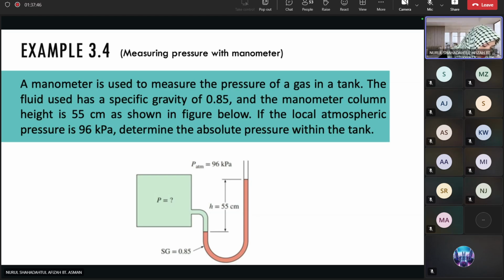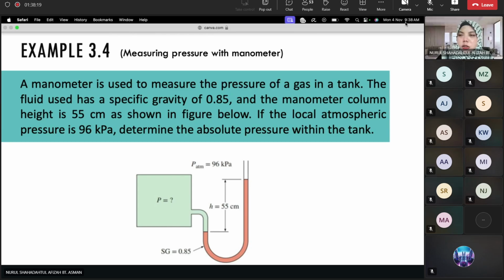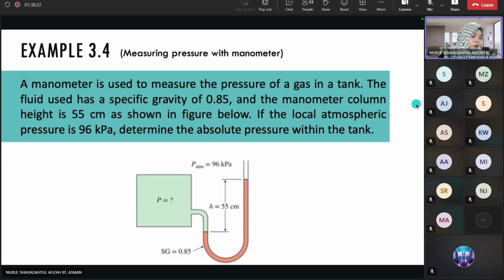This one, give you, boleh try buat dulu. Give you 5 minutes. Is it enough? Yeah, try to do it in 5 minutes. So this is the last example for today. Okay, try to do it first. Until 9:45.